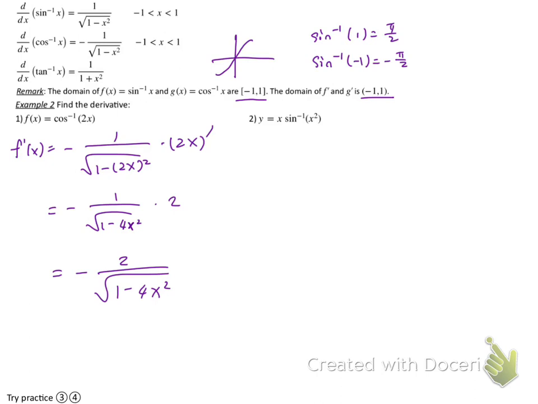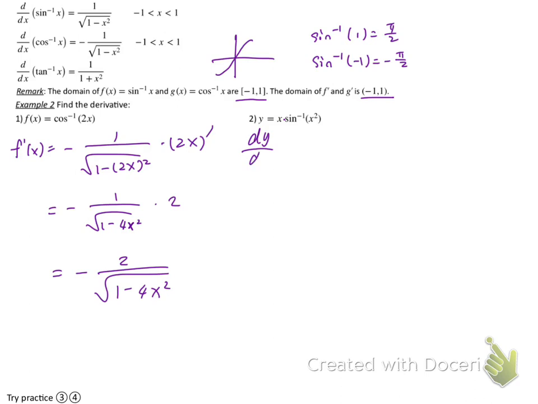Second example, y equals x times sine inverse of x squared. So this y at the end is a product of x and sine inverse. So we need to use the product rule.